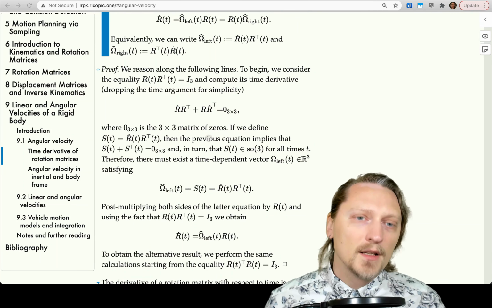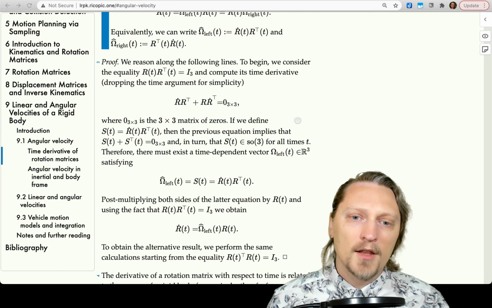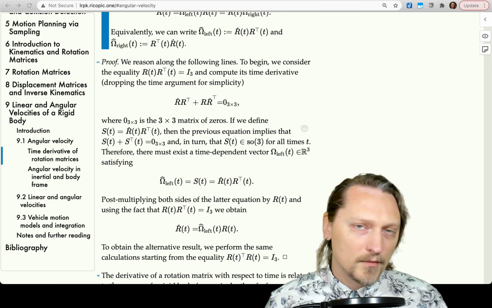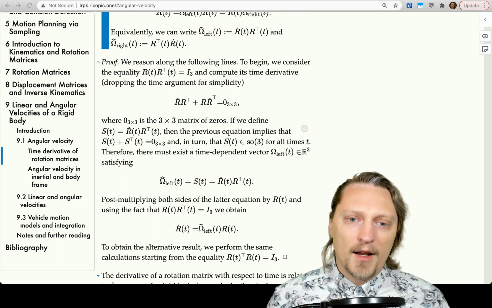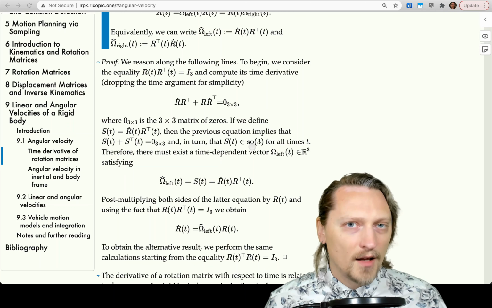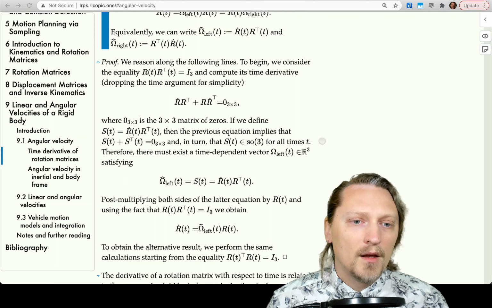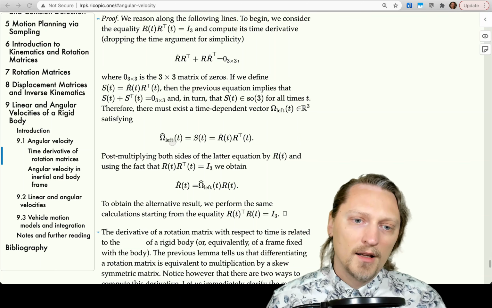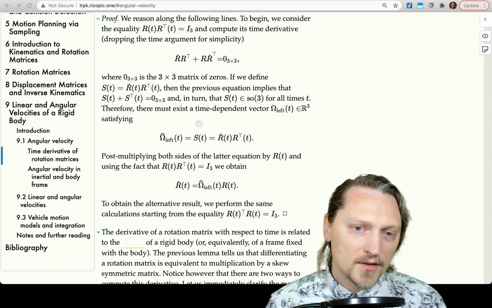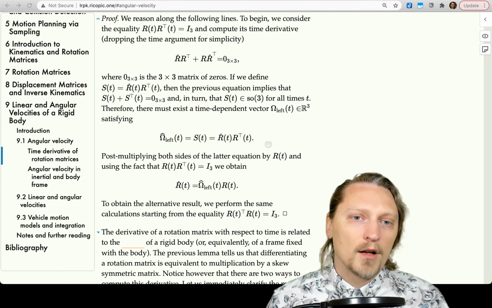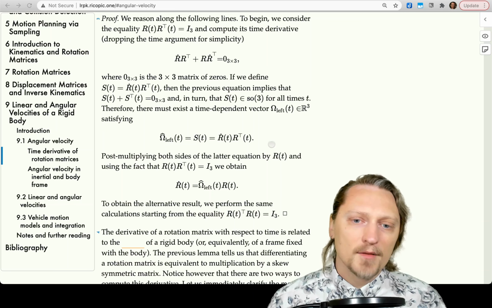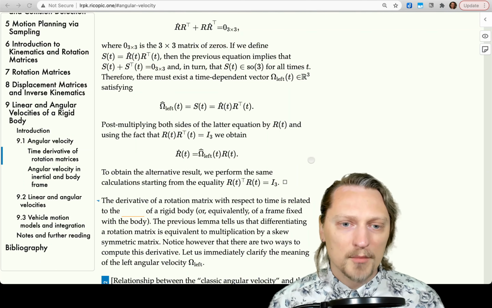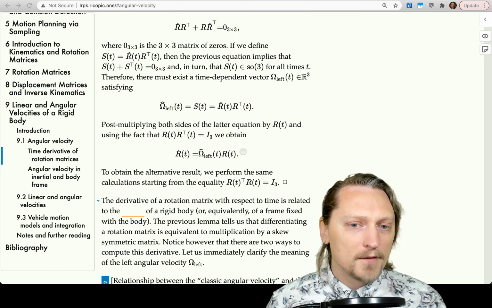If we define S of t to be R dot R transpose, then the previous equation implies that S plus S transpose equals 0, the zero matrix. And in turn, that S of t is in the set SO3 for all times t. Therefore, there must exist a time-dependent vector omega left in R3 satisfying omega left turned into a skew-symmetric matrix equal to S equals R dot R transpose. Post-multiplying both sides of the latter equation by R and using the fact that R transpose R is the identity matrix, we obtain that R dot is equal to omega left hat R.